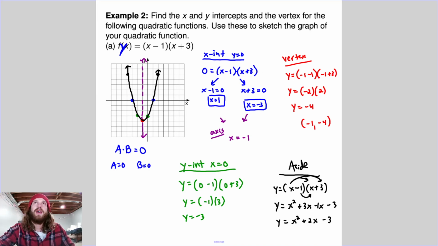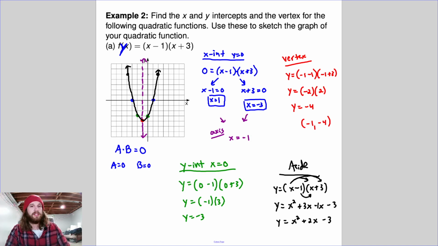But this method can be very quick as well. It's really easy to look and see, hey, what makes this 0, 1? What makes this 0, -3? Boom, boom. The axis of symmetry is halfway between there. What's my y-intercept? What's -1 times 3? Oh, it's -3, right? You can plug this in and do this very, very quickly, mentally, and get your quadratic graphed. So factored form has its benefits. It can be done really quickly.